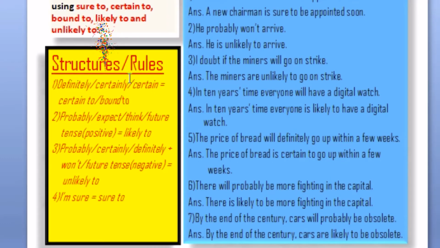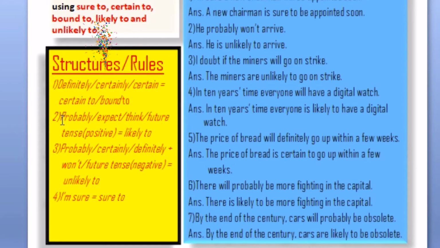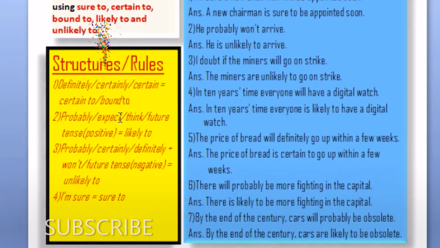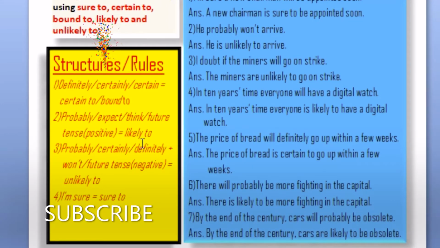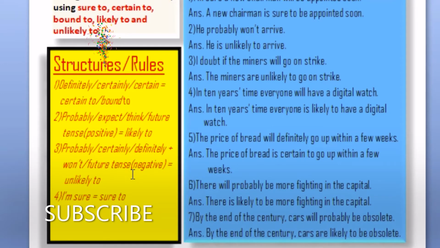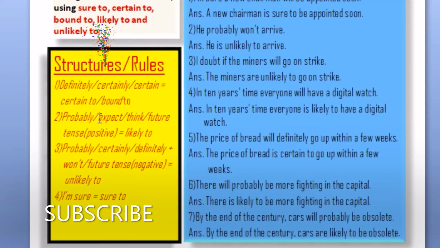Number one, if you see definitely, certainly, or certain in the question, you need to use certain to or bound to. You can use certain to and bound to interchangeably, my dear. Number two, if you see probably, expect, think, or I think, future tense positive, definitely use likely to. Number three, if you see probably, certainly, definitely plus won't, meaning future tense negative, please use unlikely to. And if you see I am sure in the sentence, please use sure to in the answer. You might be asked this kind of questions.